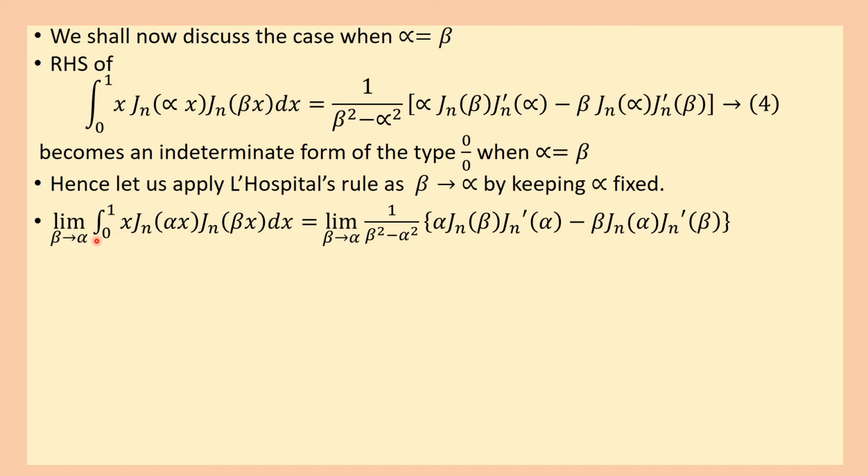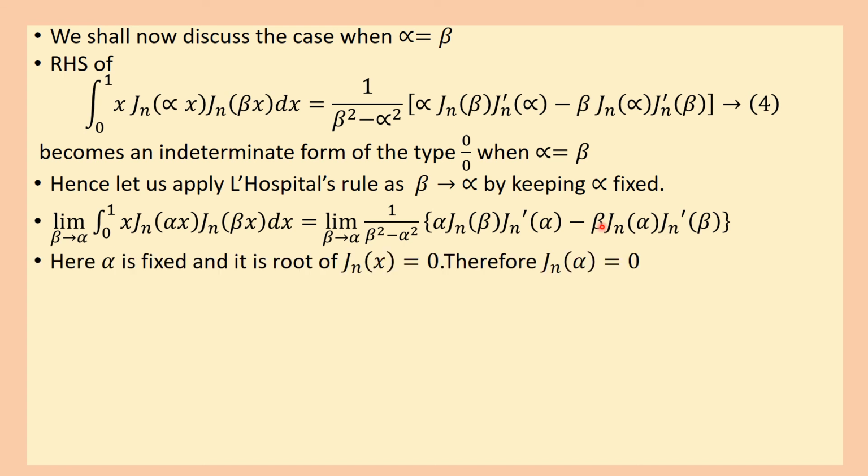So if you apply the limit, left side: limit beta tending to alpha, integral 0 to 1 x Jn of alpha x into Jn of beta x dx equal to, right side applying limit beta tending to alpha, 1 by beta square minus alpha square into alpha Jn of beta Jn dash of alpha minus beta Jn of alpha into Jn dash of beta.